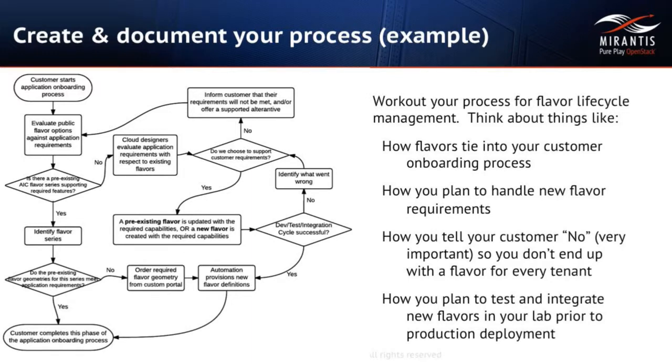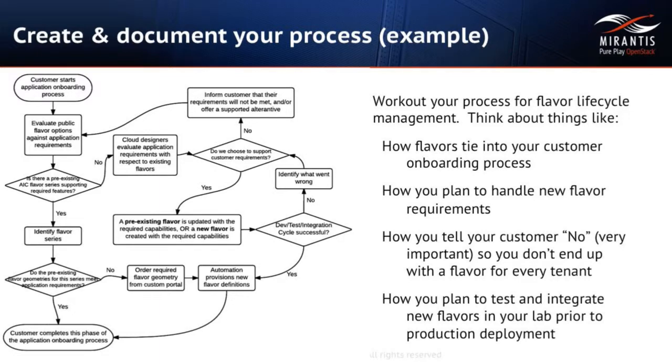how your flavors tie into your customer onboarding process. You want to identify your customer needs, make sure that there's no surprises for them when they're onboarding, make sure that their needs can be satisfied. How you plan to handle new flavor requirements. Are you going to expand your matrix, create another flavor, or will you update maybe an existing flavor with a new capability if that won't be disruptive to the other tenants already using that flavor?